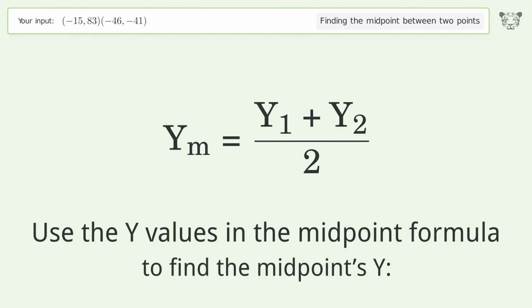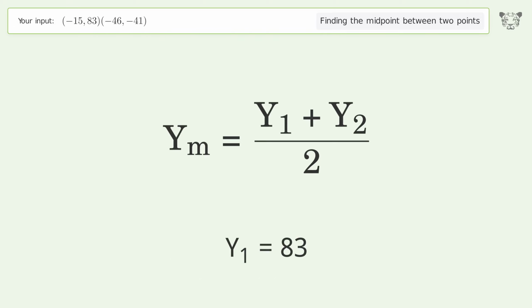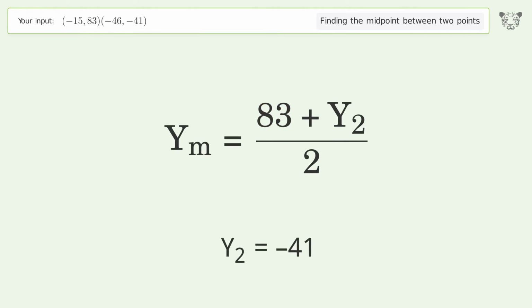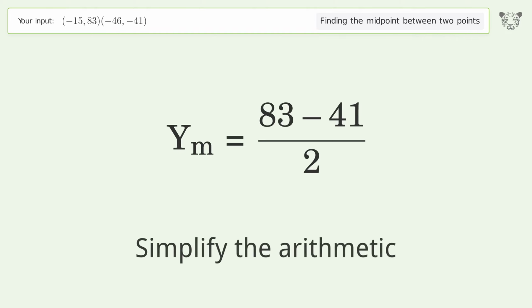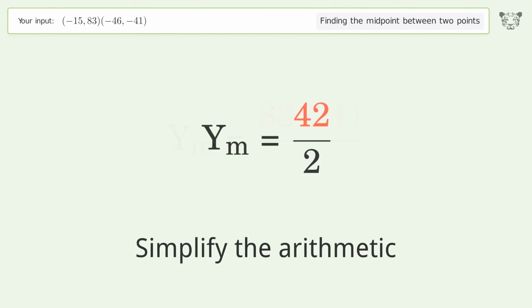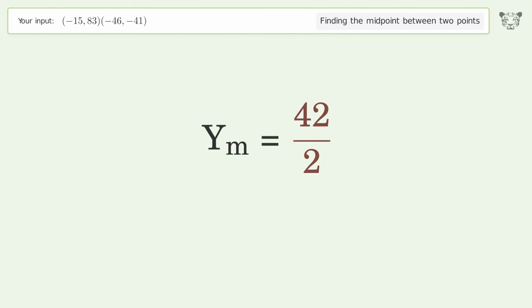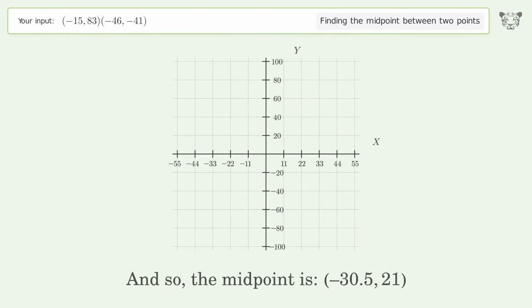Use the y values in the midpoint formula to find the midpoints y. y1 equals 83. y2 equals -41. Simplify the arithmetic. And so, the midpoint is -30.5, 21.